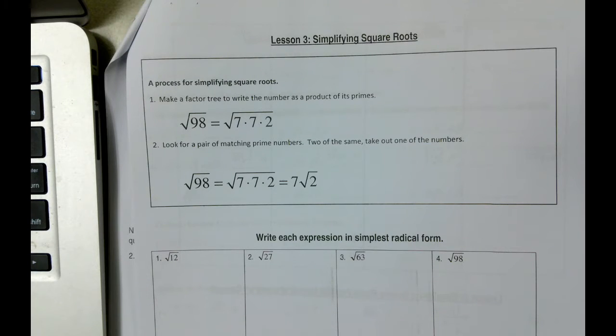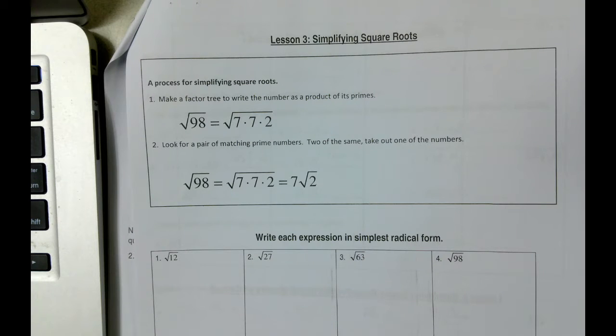Today we're going to talk about simplifying square roots, and we talked about some of the perfect squares, like the square root of 49 is 7 or the square root of 25 is 5. But what do we do when we can't take the square root of something? And there's a process for simplifying square roots.